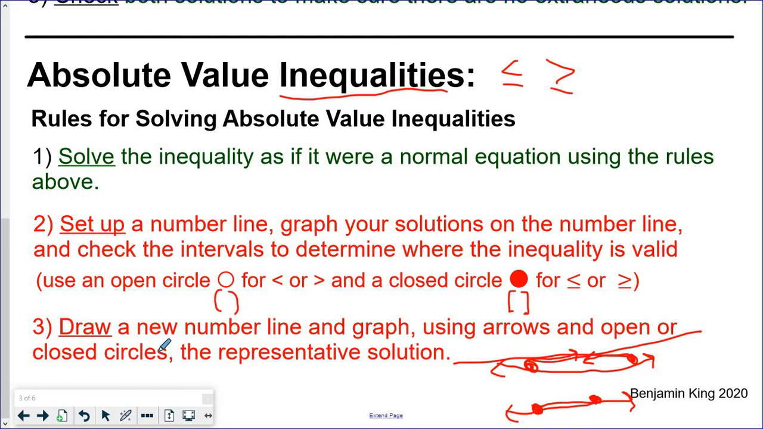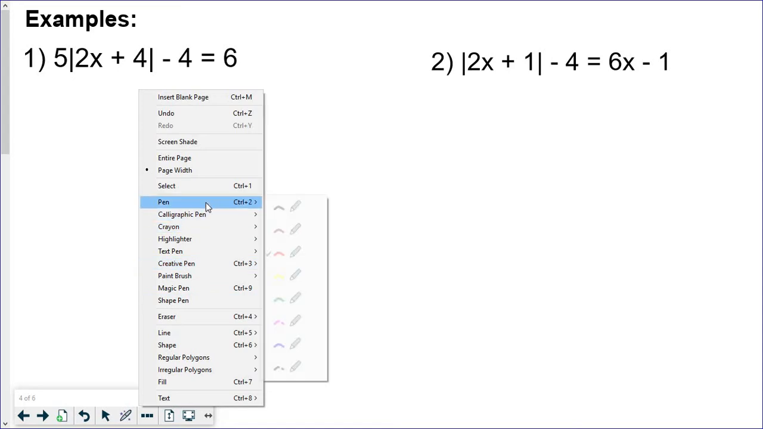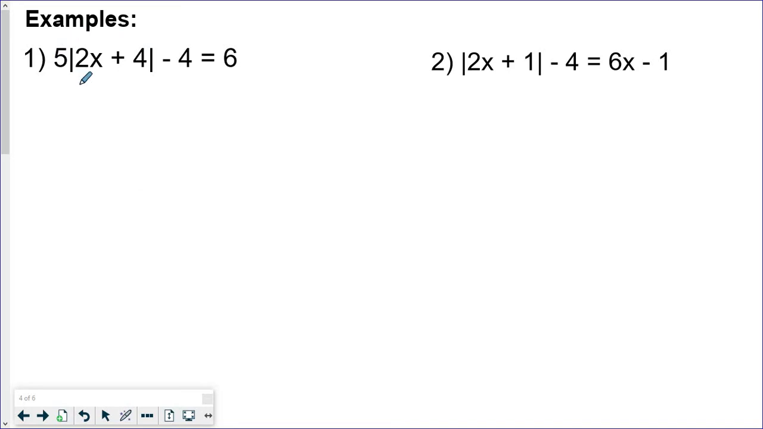All right, let's take a look at some examples and see if we can review what we just learned verbally. All right, so here's our first problem to solve. And we're going to start by reversing PEMDAS on the left side. Ask yourself, is there anything I can simplify?